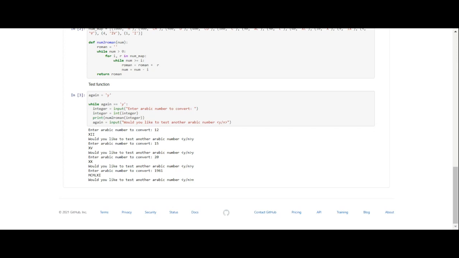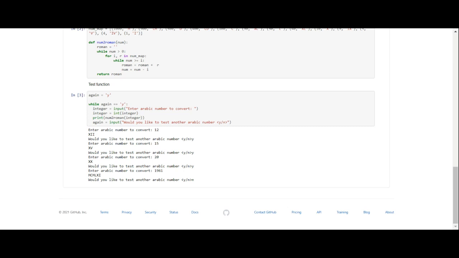So again equals y; while again equals y, integer equals input, enter Arabic number to convert, integer equals int(integer), print num_to_roman(integer), again equals input, would you like to test another Arabic number, yes or no? As long as you enter yes, it's going to keep asking you to input an Arabic number, and then it will give you the response. But as soon as you press no, it's just going to exit out of the program.